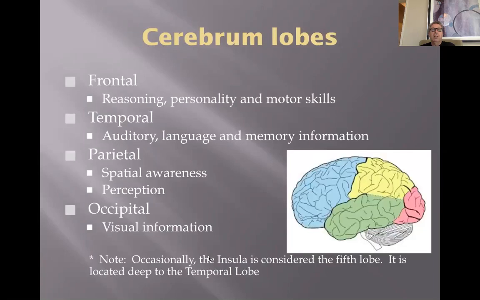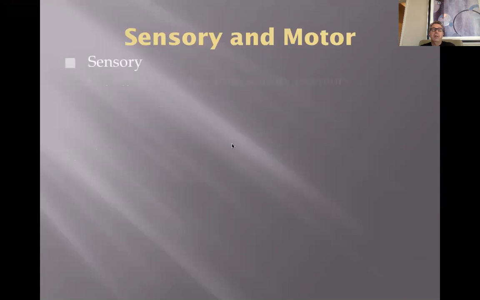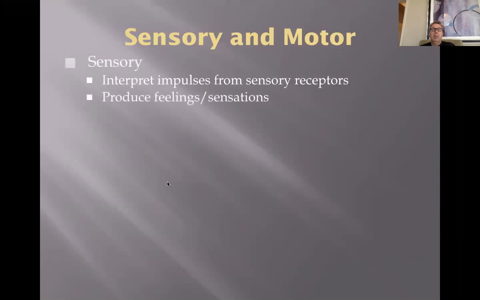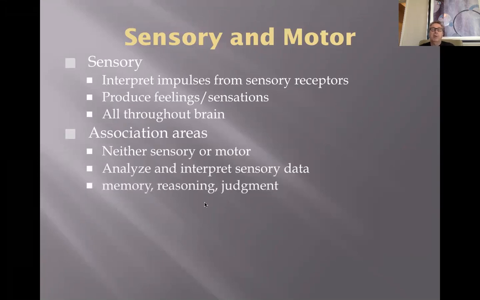Okay. So sensory and motor. The sensory areas interpret impulses from the sensory receptors, so it would be producing feelings and sensations, and that was located all throughout the brain. Association areas, so those are what we call neither sensory or motor, and those interpret and analyze data. Also responsible for memory, reasoning, and judgment, and they're also located throughout the brain.